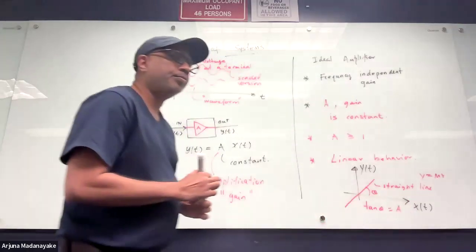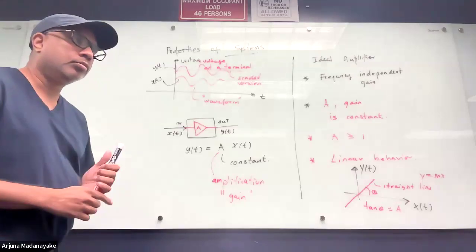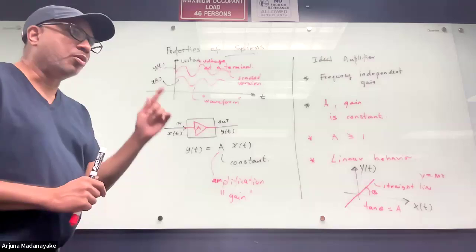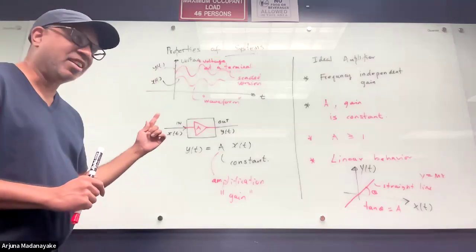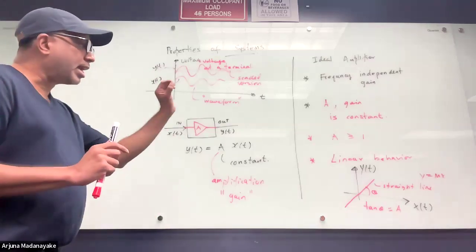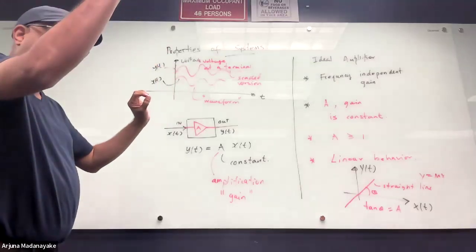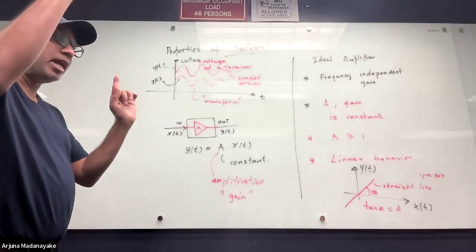So on the linear graph, the input, let's say, is 1. Is the output always going to be 1, or could it vary? It's going to be A. For input 1, output is going to be A, because any value of X is scaled by A at the output. So if your input is 1, output is going to be A.